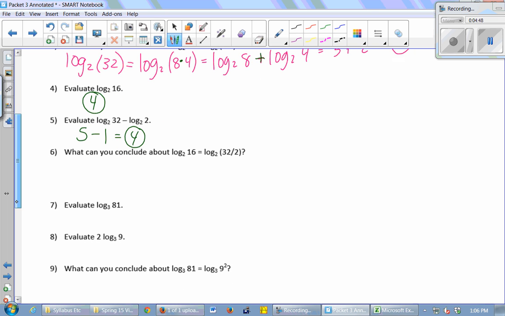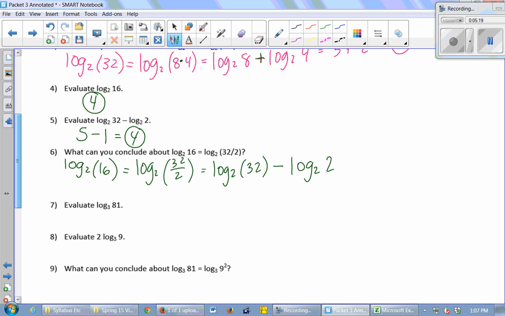So I'm demonstrating this property here. If I want to take log base 2 of 16, I could do it directly like I did in number 4, or I could rewrite 16 as 32 over 2. And if you're taking the log of a quotient, you can take the log of the top and the log of the bottom, and it becomes subtraction. Okay, so this becomes log base 2 of 32 minus log base 2 of 2, which is 5 minus 1, 4.